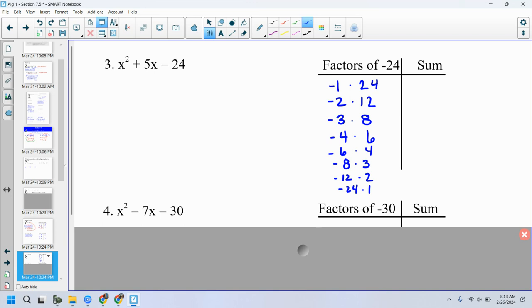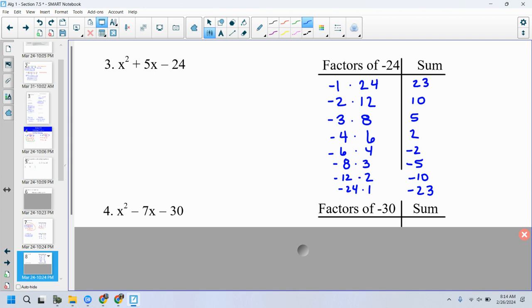See, factoring a negative at the end makes our life just a little bit more difficult. Let's find the sums. Well, this would be a 23. This would be a 10. This would be a 5. This would be a positive 2. This would be a negative 2, negative 5, negative 10, and negative 23. Which set of factors work?